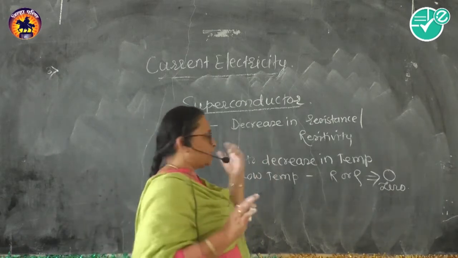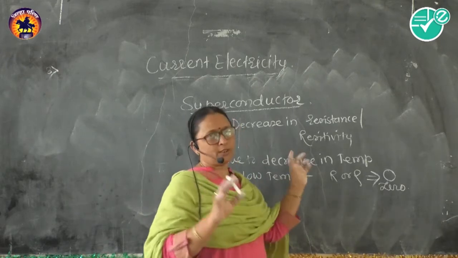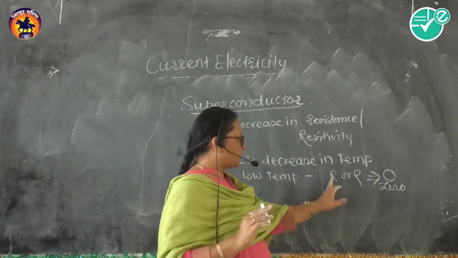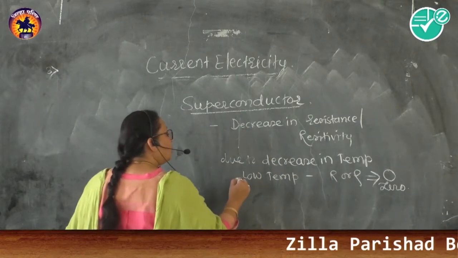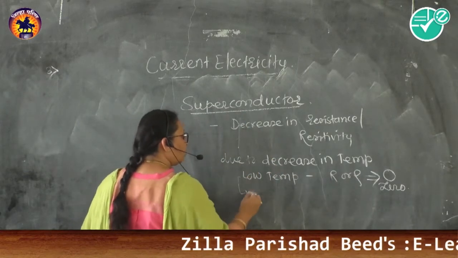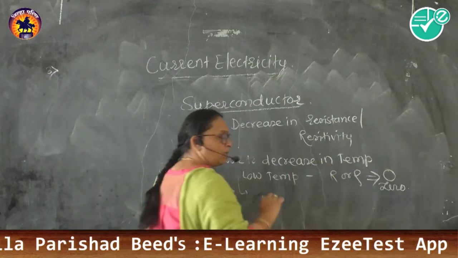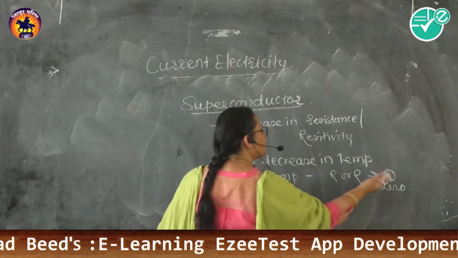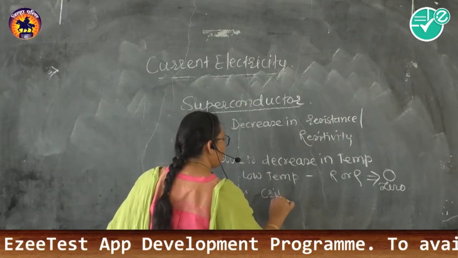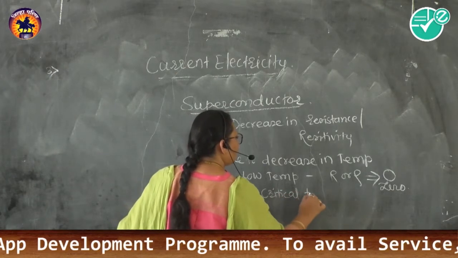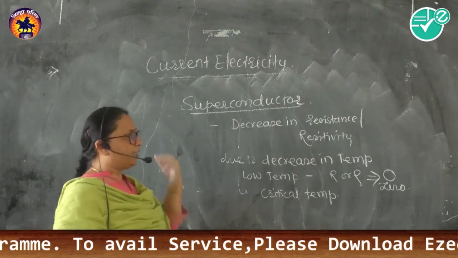But there is a limitation. We have to always perform that experiment for that certain low temperature. So this is superconductor. Now the particular low temperature at which value of resistance or value of its resistivity becomes zero, that low temperature is known as critical temperature. So that value is known as a critical temperature.